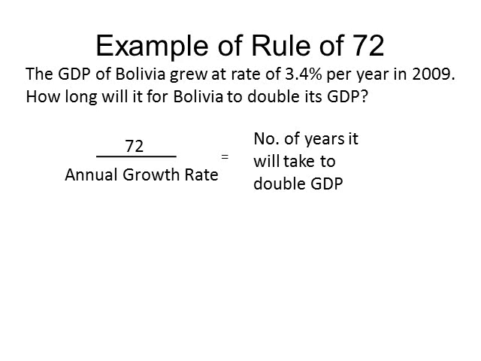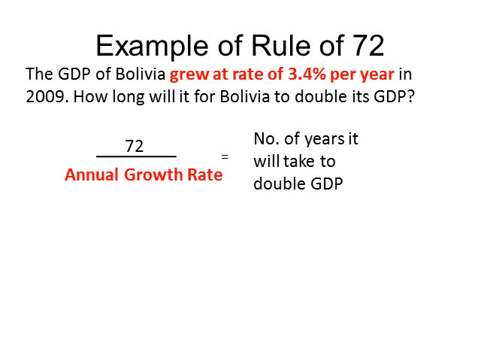Let's look at an example of Bolivia. Bolivia grew at a rate of 3.4% per year in 2009. How long will it take for Bolivia to double its GDP? Well, the first thing to do is to write down the formula, which is 72 divided by the annual growth rate, and that will give us the number of years it will take for Bolivia to double its GDP. First thing we need to do is substitute in the rate of growth. In this case, the rate of growth for Bolivia is 3.4% per year. We'll substitute that in for annual growth rate into the formula.